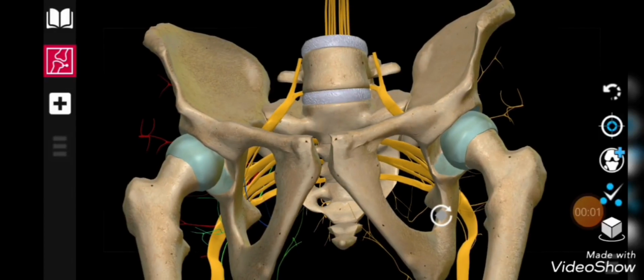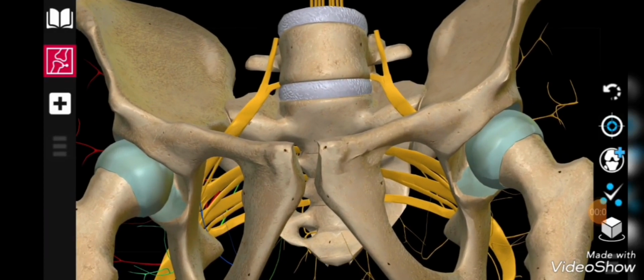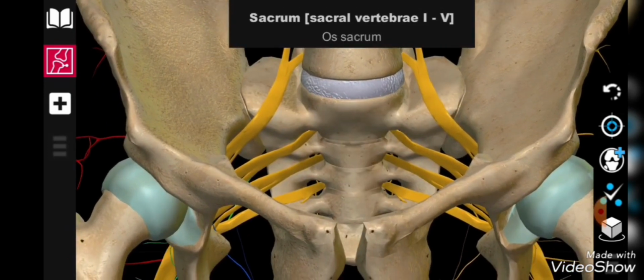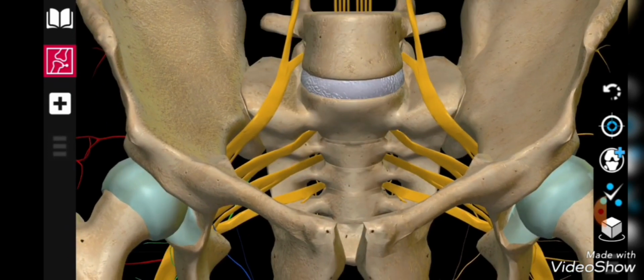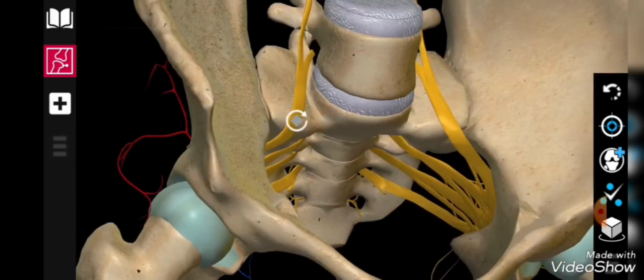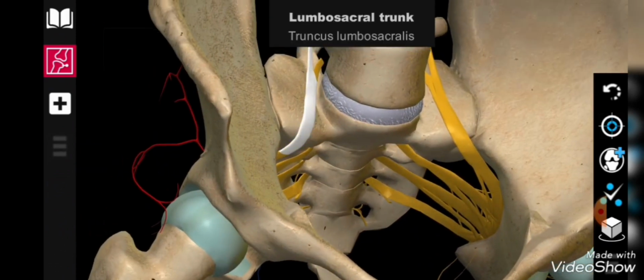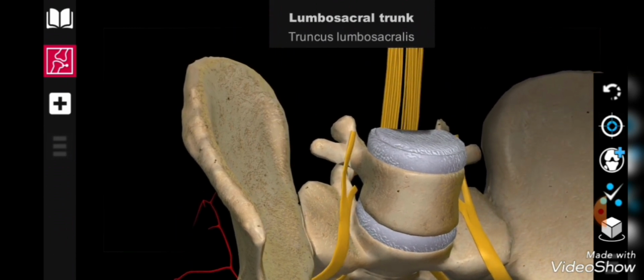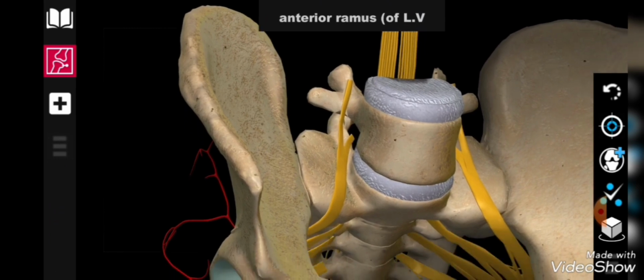Okay, today we are going to learn the sacral plexus along with the lumbosacral trunk. Let me show you the sacrum bone. On its adjacent side, observing from superior to inferior, we will see the lumbosacral trunk that is being formed by the ventral rami of L4 and L5, right?